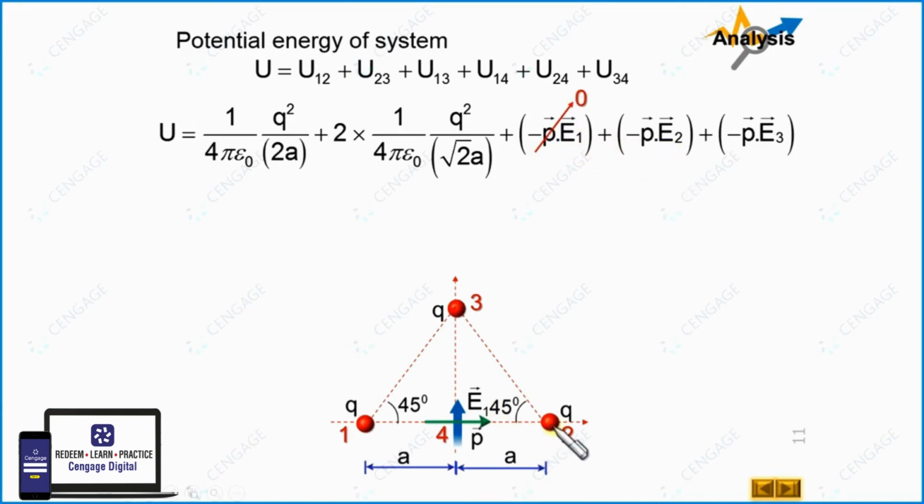Similarly, we can say the potential energy associated with this pair 2 and 4 will be 0, because the electric field because of 2 will be in the leftward direction. Again, the angle between the dipole moment and electric field vector will be 90 degrees. That means this dot product should also be 0.